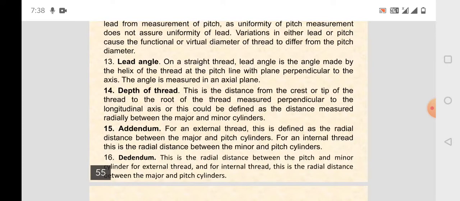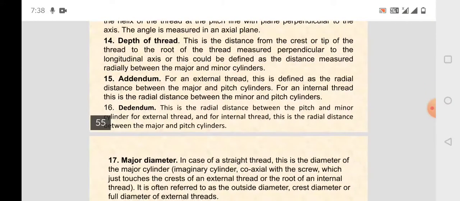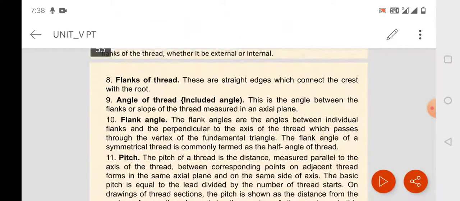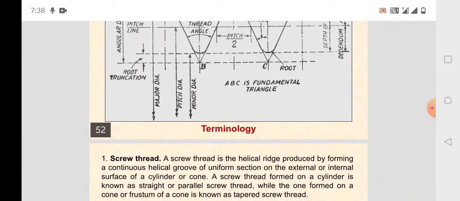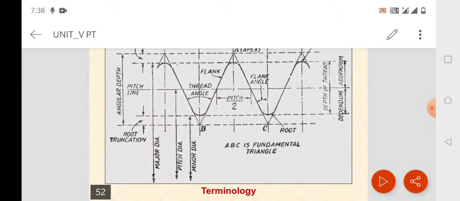Then lead angle is there. It is the angle made by the helix of the thread at the pitch line. Then depth of the thread is the distance between the crest or tip of the thread to the root, the axial distance straight from the crest to the root. Then addendum, I have already told you, is defined as the radial distance between the major and pitch cylinders. Dedendum is the radial distance between pitch and minor, meaning from crest to pitch it is addendum, from root to pitch it is dedendum.